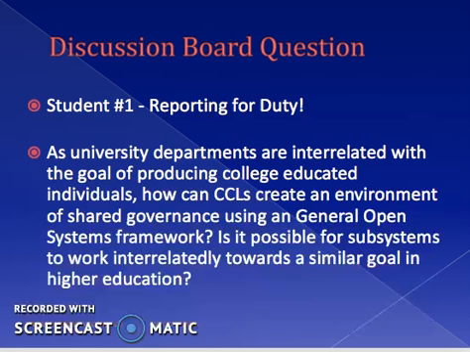Here is the discussion board question that is posted on Canvas. As a university, departments are interrelated with the goal of producing college-educated individuals. How can community college leaders create an environment of shared governance using an open systems framework? Is it possible for subsystems to work interrelatedly towards a similar goal in higher education?